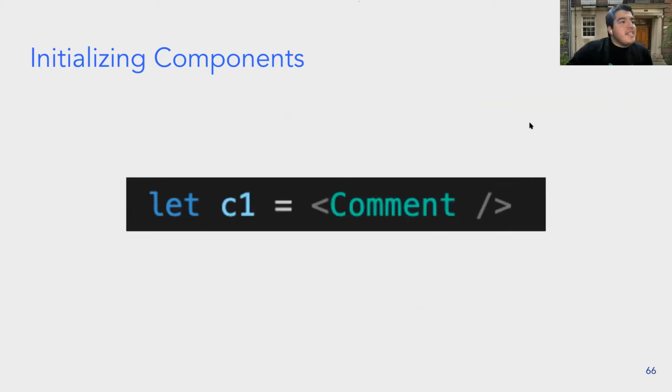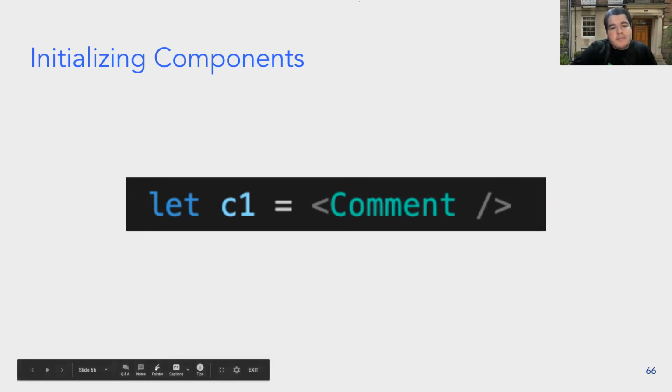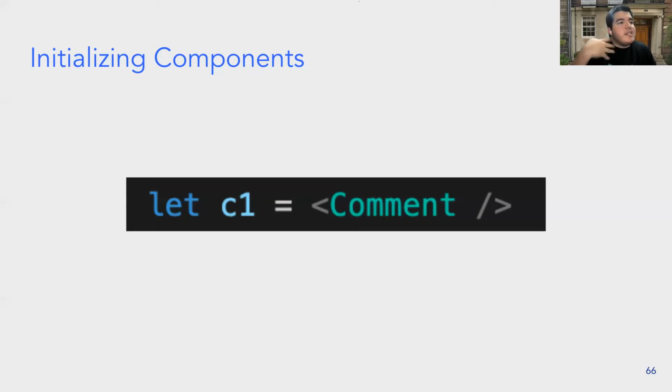Instead, we use the self-enclosing tag syntax. Notice we don't need new. We can just declare it as let c1 equals the self-enclosing tag, and then we put whatever the name of the component is. So here we have the Comment component. Now we can reference c1 as an instance of our Comment component. That's how we initialize and reference it.